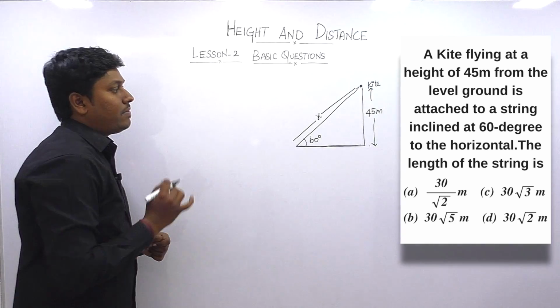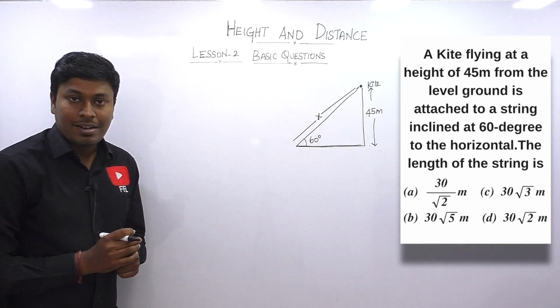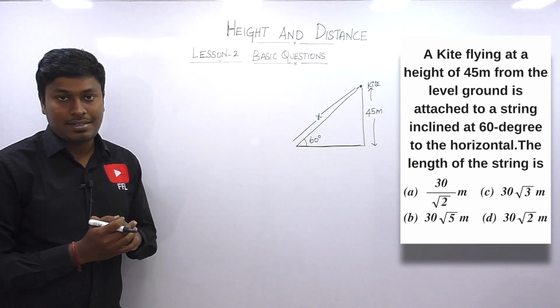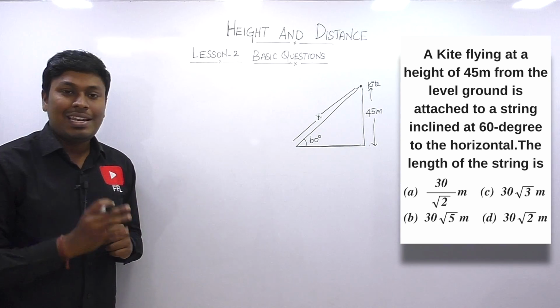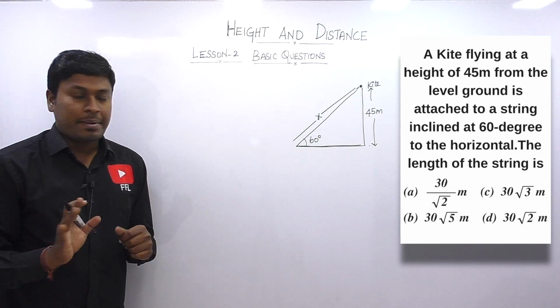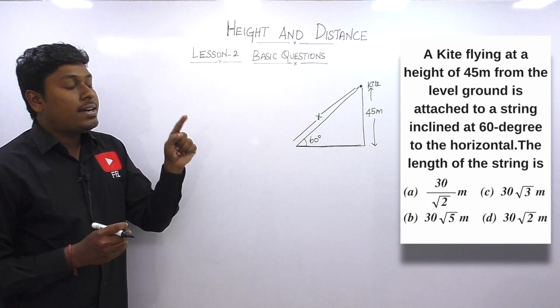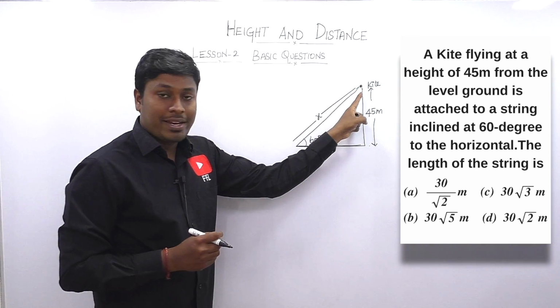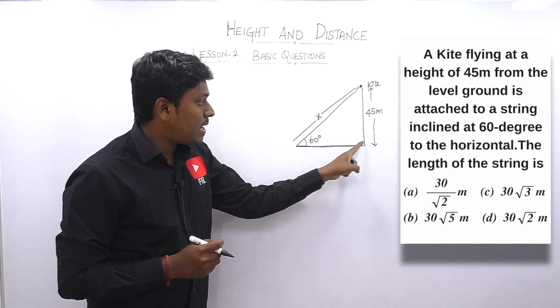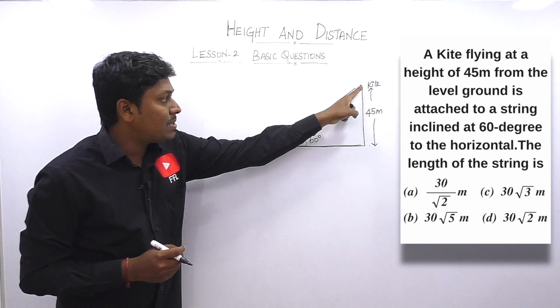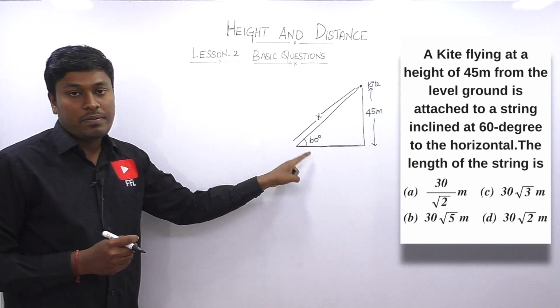So finally we have drawn the diagram for question number 1. The diagram is most important to solve a question in heights and distance. If you are a beginner, my only advice is read the question line by line and try to draw the diagram, right? A kite flying at a height of 45 meter from the ground level. We have assumed that this point is the kite. A kite is flying at a height of 45 meter from the ground level, right? And it is attached to a string which is inclined at the angle of 60 degree.